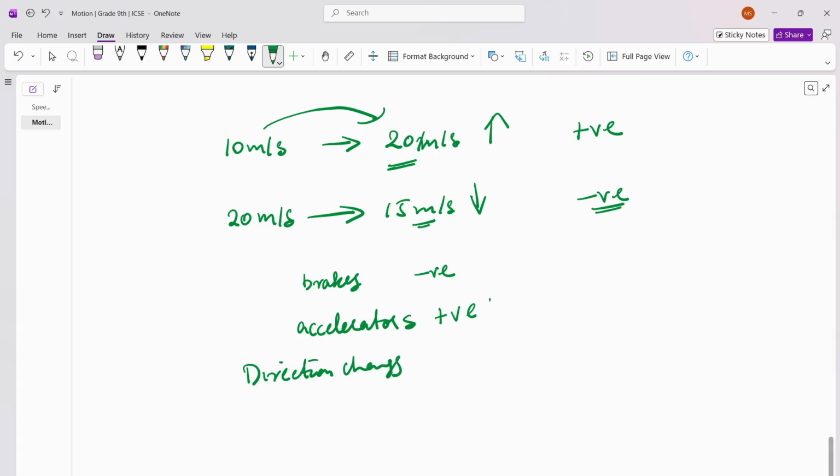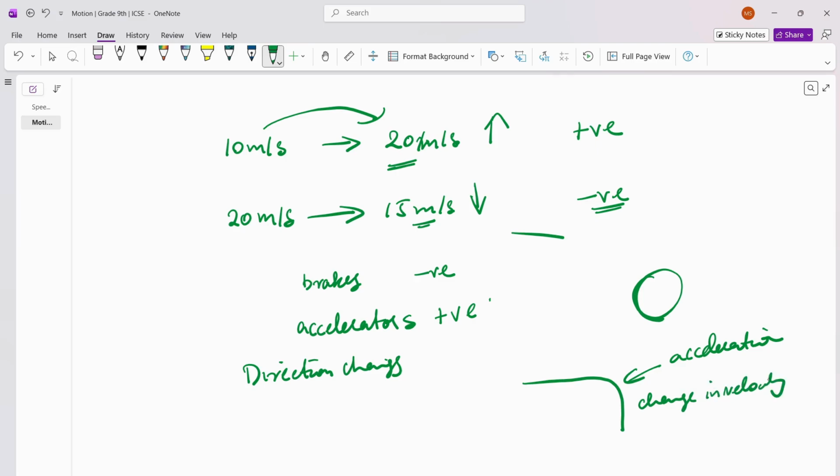So now we have a third case as well, when direction changes. If the speed is constant, changing the direction also means there is acceleration. For example, circular motion. For example, a car is moving in a straight line and takes a turn. In this case, there is acceleration, right? So when a car takes a turn, there is also a change in velocity, right? Because this can be the distance, but this will be the displacement, and velocity is change in displacement by time.